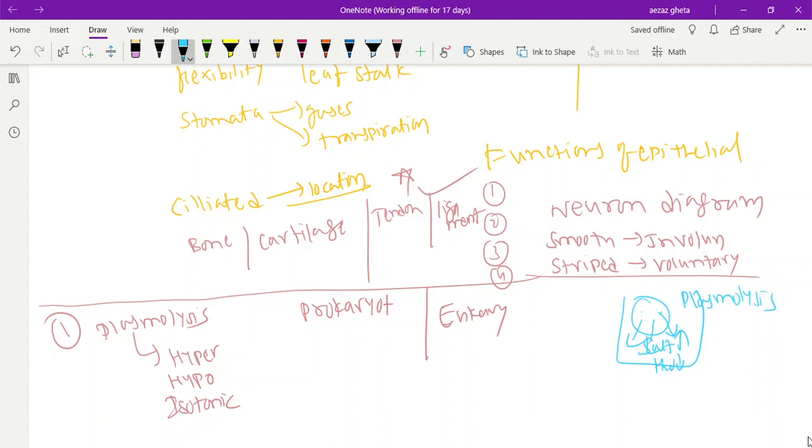And it happens when the cell is placed in which solution? Hypertonic solution. In hypotonic, water is more and salt is less, so swelling up takes place in the hypotonic solution. Iso means salt and water concentration is the same, so no movement takes place. You should also know about the nucleus diagram.